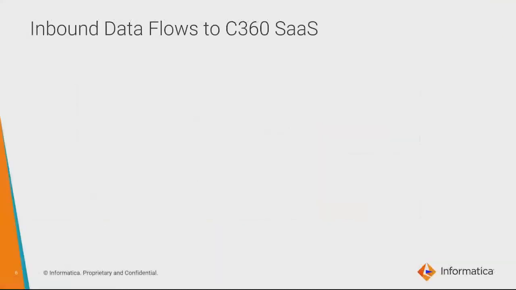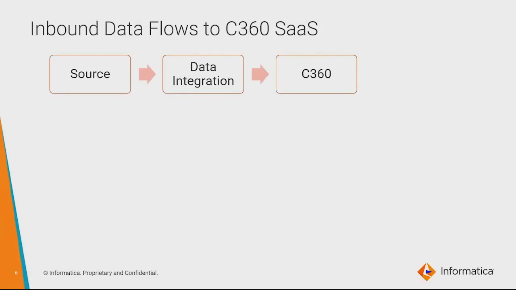So first, coming to the topic at hand, let's start with the inbound data flows into C360 SaaS. The first way to get the data into C360 SaaS is via the data integration mappings. This is used for scenarios like flat files or databases or any such applications. These are your source mappings that will feed the C360 with initial data loads as well as the daily loads. And in the context of C360, these are typically referred to as your ingress jobs.